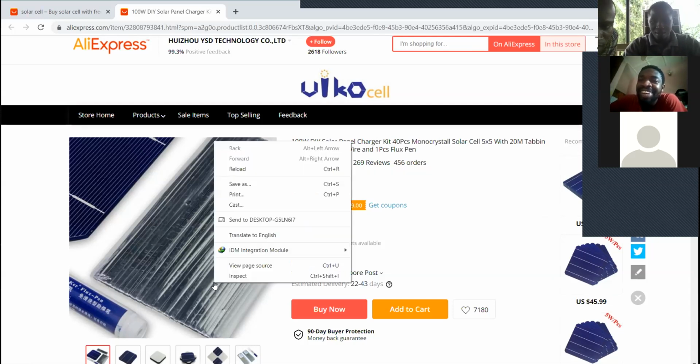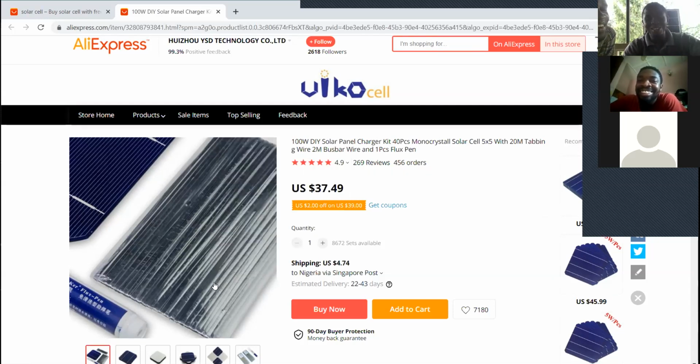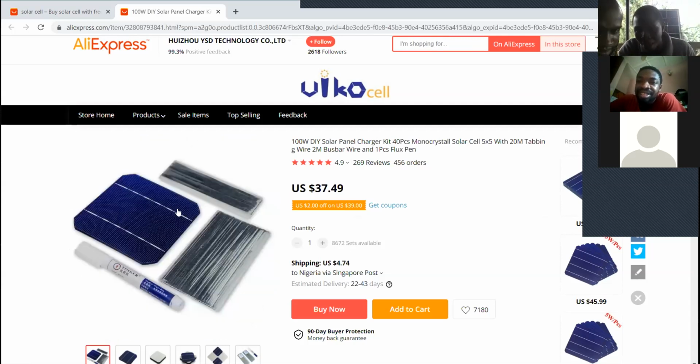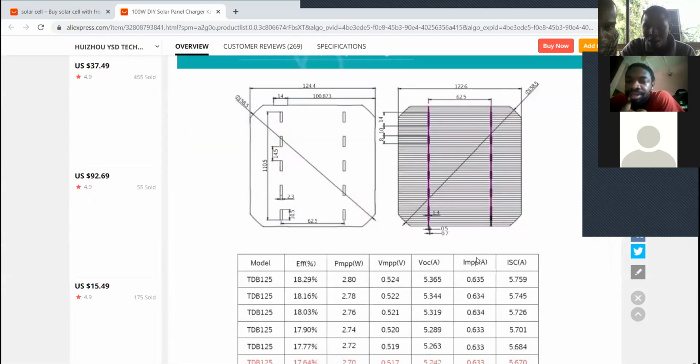Don't worry, I will show you people. We are still going there. There are 2 types of tapping wires, which we will get to. Why are we having 2 types? So those are the wires you are seeing on my screen. You can see my screen now. And that thing is called flux pen. I will show you also. We have all those things. Now let's start from here.